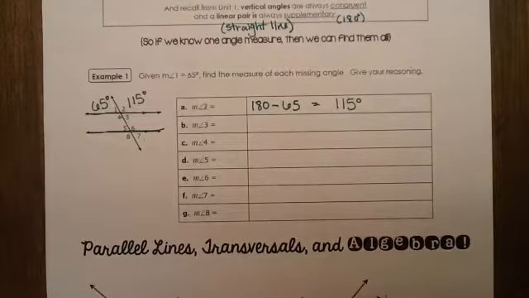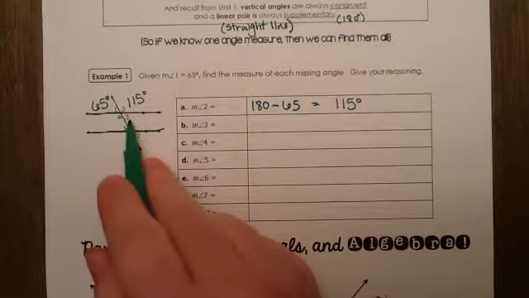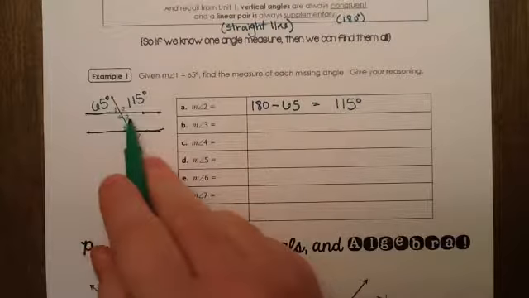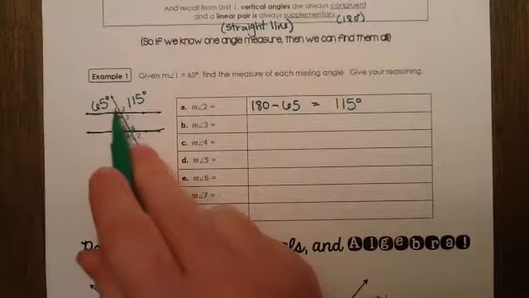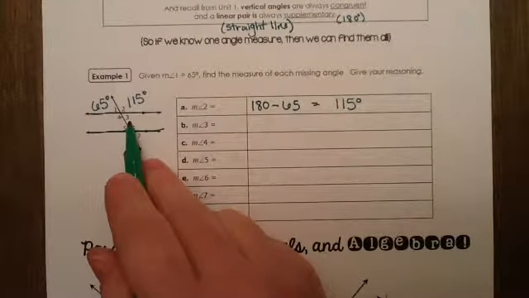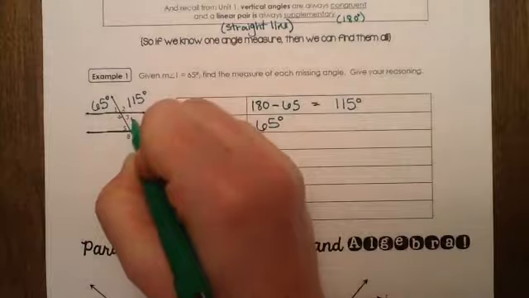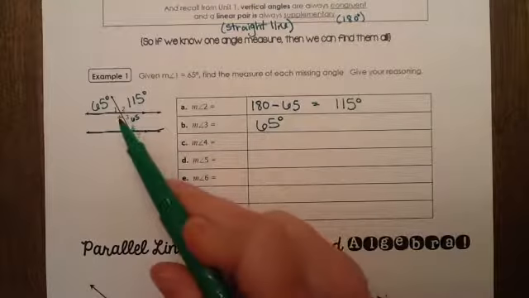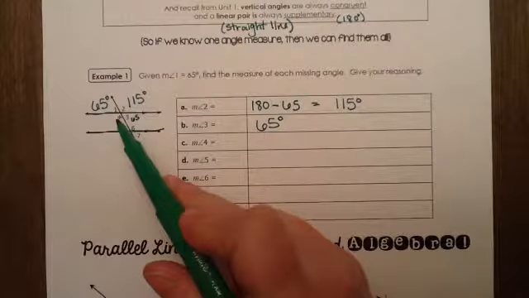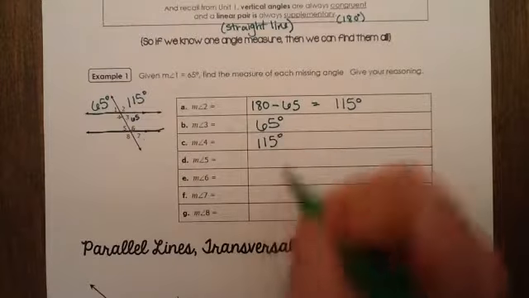Okay. Now it asks us to find angle 3. What do you know about angle 1 and angle 3? They are not in the same spot. They are across from one another, so they are vertical. What do you know about vertical angles? They're the same. So this one is 65 degrees. Angle 4. What do you know about angle 4? It's across from angle 2. So angle 4 must be 115 degrees. So there's those four.